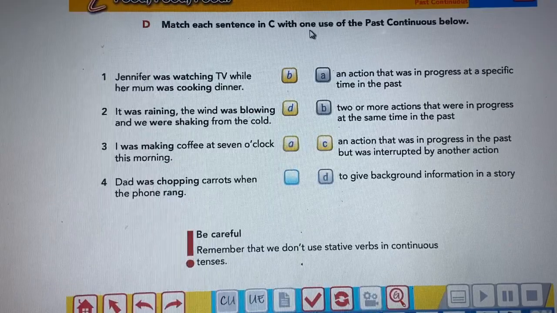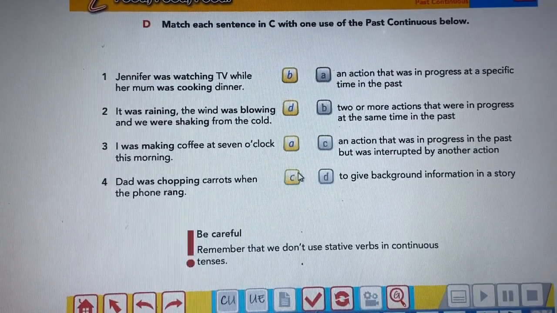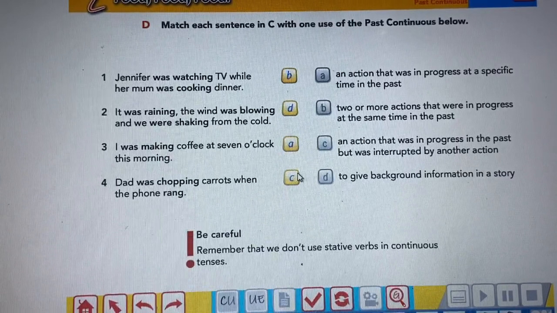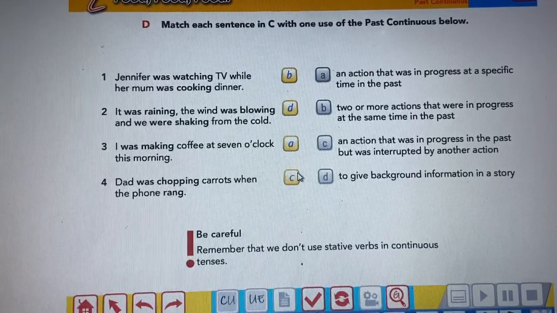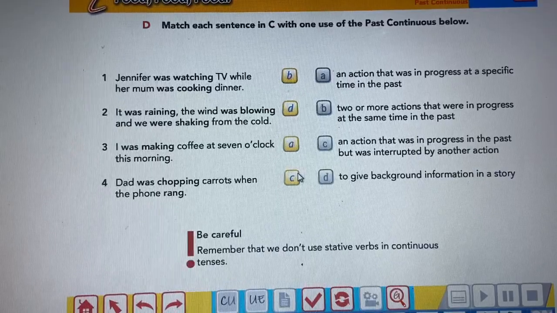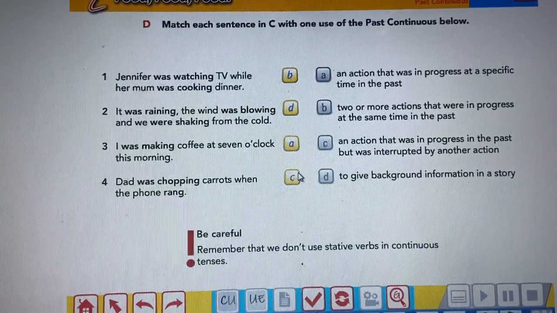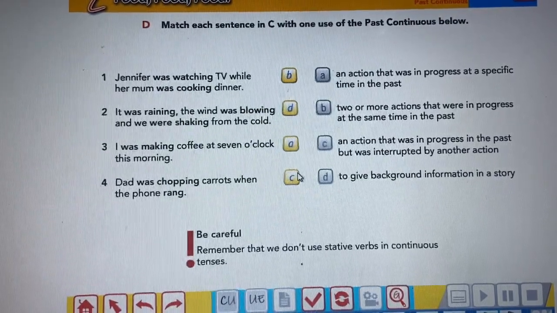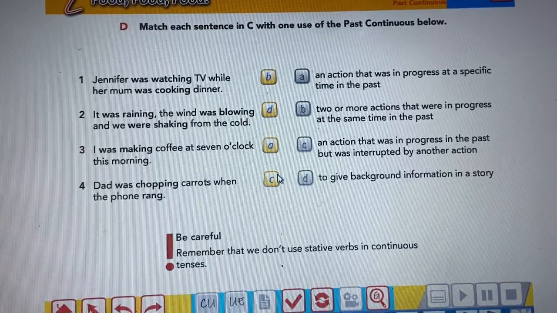The last one is C, because it's an action that was in progress in the past but was interrupted by another action. Dad was chopping carrots when the phone rang. So, chopping carrots, this action was in progress and it was interrupted by the phone. So this is exercise number D.